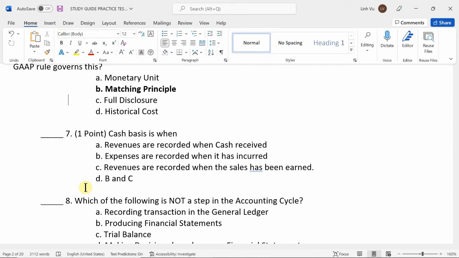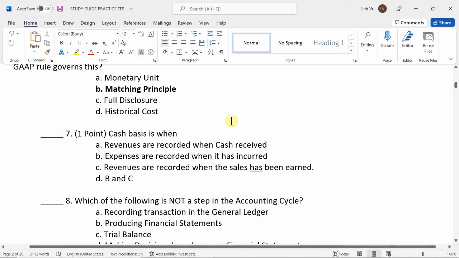So it would be A, wouldn't it? Yes, in this case, yes, because in this case, letter B and letter C, right? Expenses are recorded when they have been incurred, and then C says revenues are recorded when the sales have been earned. So in this case, those are accrual basis. So in this case, your answer is A, right?